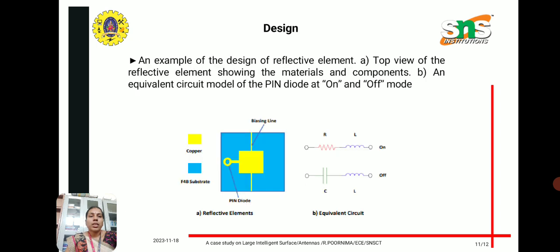So next, the design of large intelligent reflective surfaces. It consists of copper, then a pin diode, a biasing line and an F4B substrate. The substrate is F4B and a pin diode is used. It is for high frequency applications, and an equivalent circuit is given.